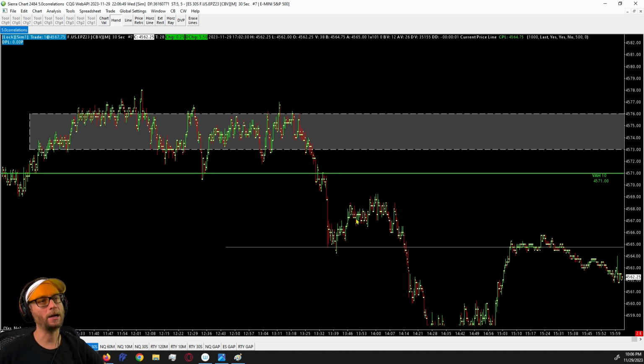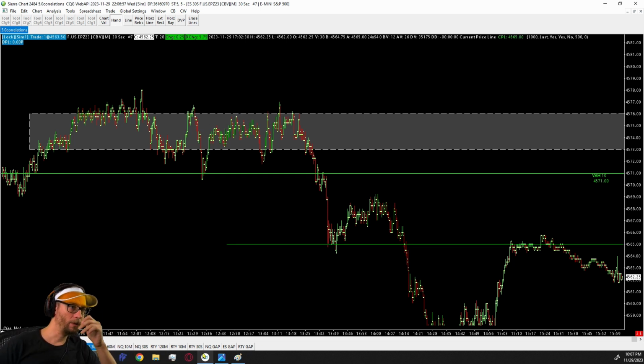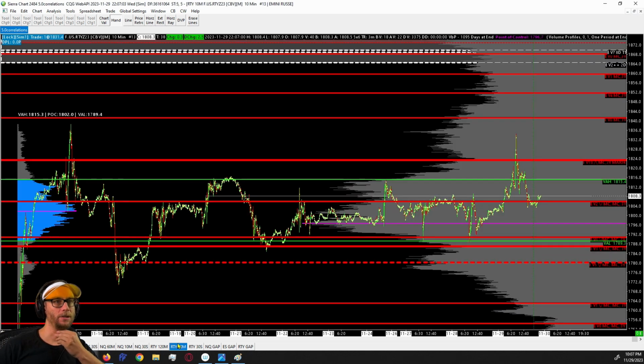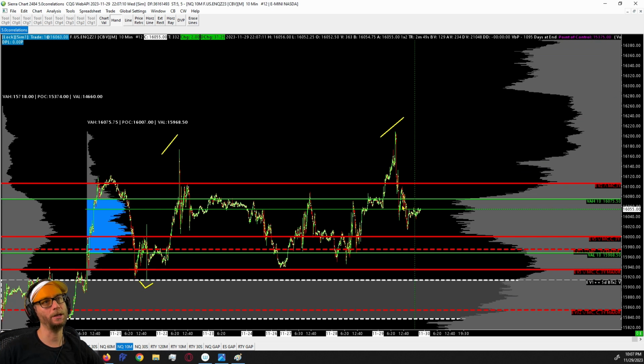So they come back. Now, at this point, from here to here, we are 30 minutes under the value area high on all three markets. Because if you look at Russell 10-minute, same thing. At that point in time, we were under this value area high. Same thing with NQ.